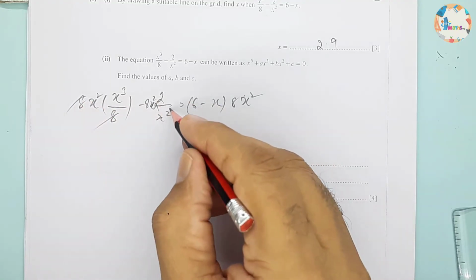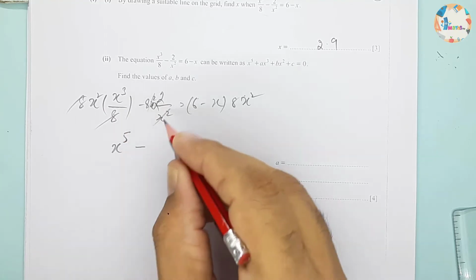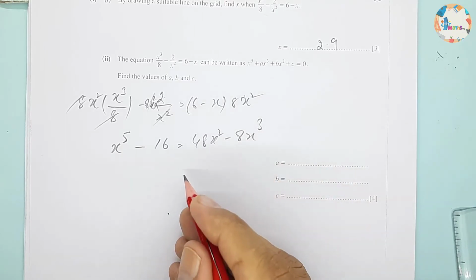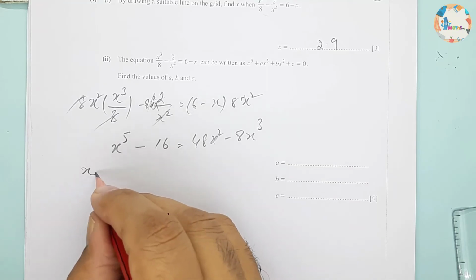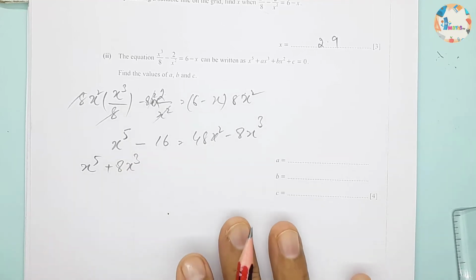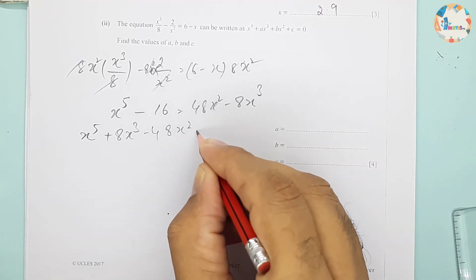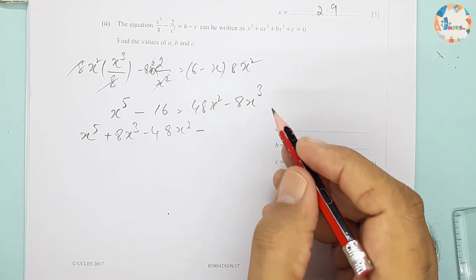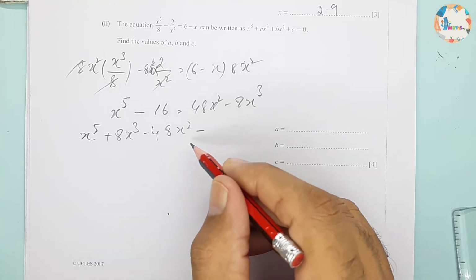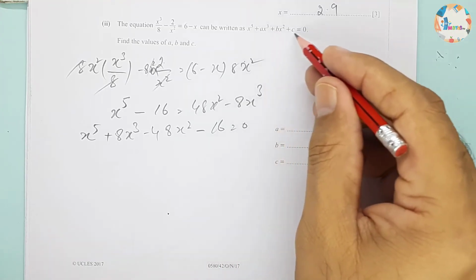So this 8 will be cancelled, this x square will be cancelled, so we'll be getting x to the power 5 minus, 8 into 2 will be 16 x square, minus 8x cube. And now we can rearrange, sending everything to one side: x to the power 5 plus 8x cube, and then minus 48x square, minus 16 is equal to 0. And this is what we have written in this format.